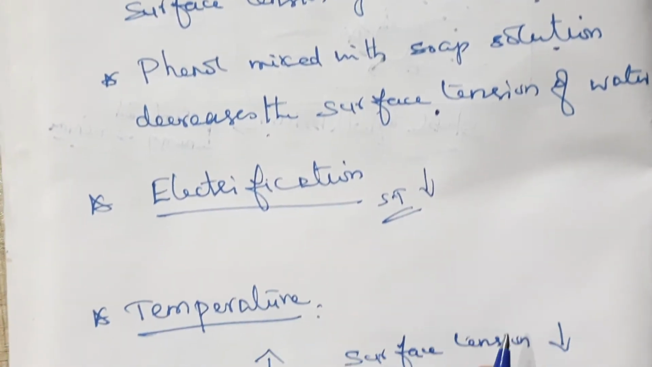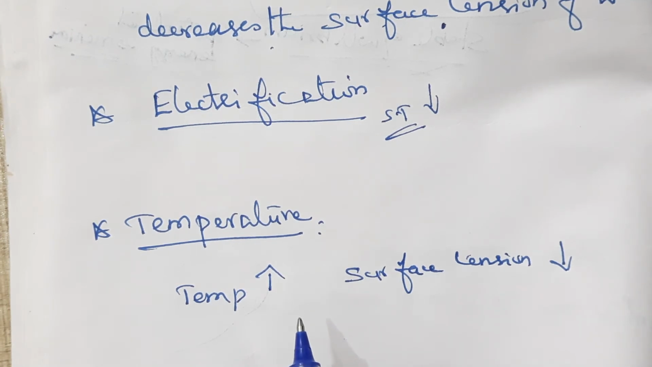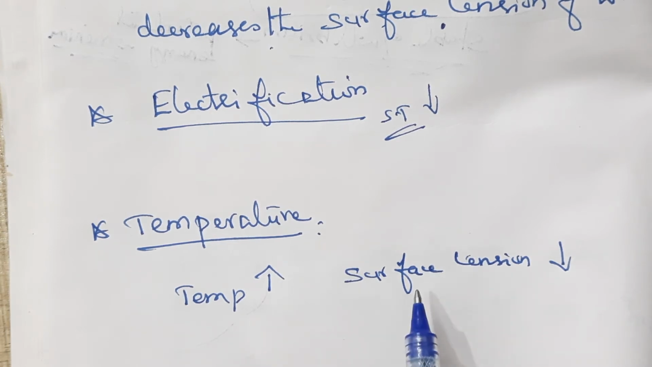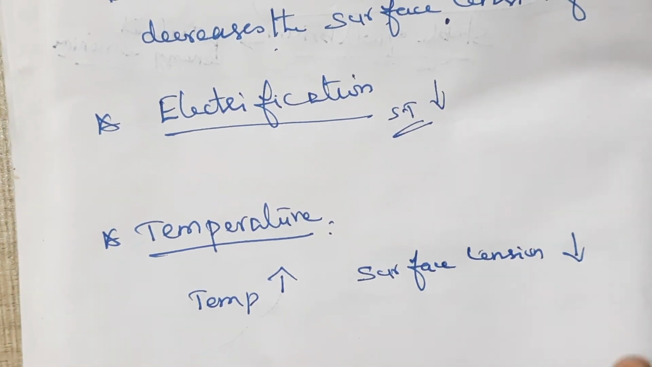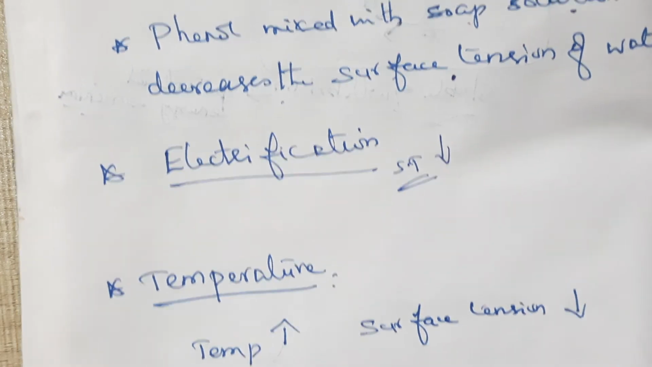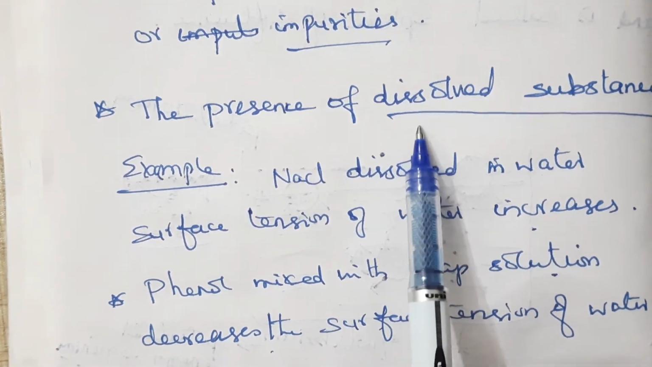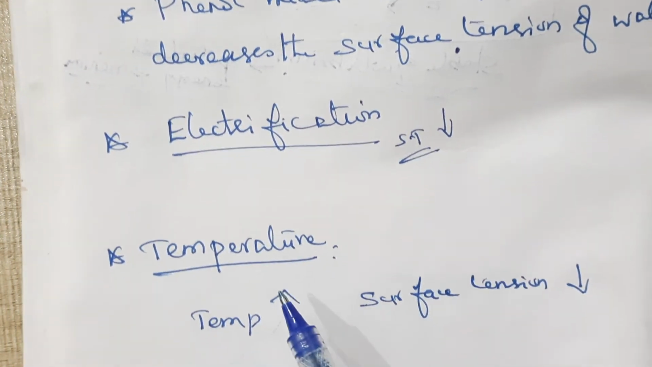The next one, temperature. Temperature plays a crucial role in the surface tension. When the temperature increases, surface tension decreases. So these are the factors affecting the surface tension of liquid. They are the presence of impurities, the presence of dissolved substances, electrification, and then temperature.